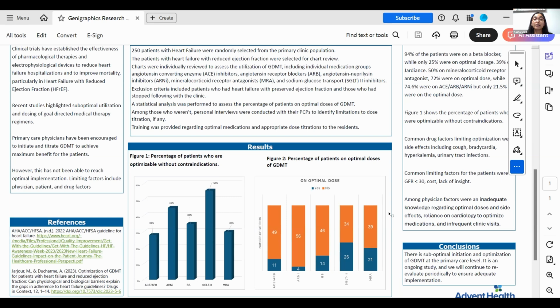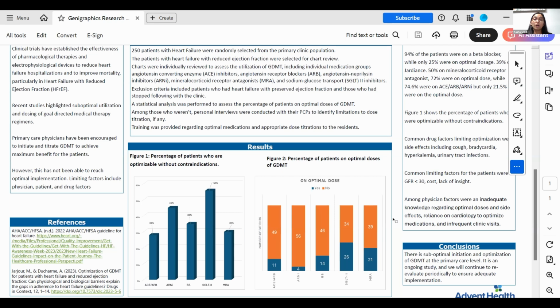So a statistical analysis was performed to assess how many of our patients were already on those medications and then which doses they were on, respectively. And after that, we found a few gaps in the practices that we had. So there were a few patients who weren't on the optimal medication. So what we tried to see after that was if they were on it, plus if they were on optimal doses.